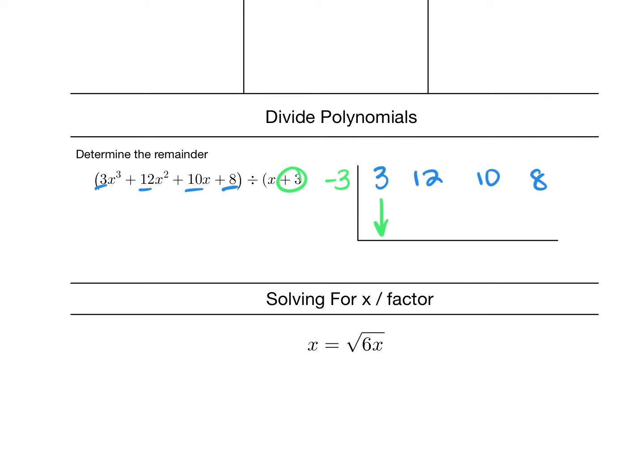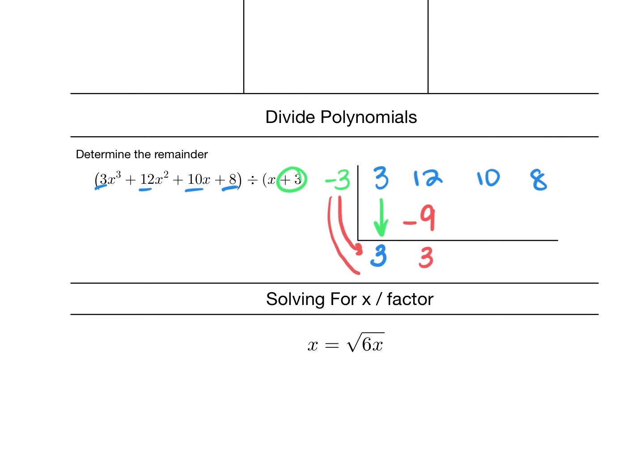Another thing that's also important is to bring down the 3. That's often a step missed. After that, we are just going to multiply the numbers on the outside. We got -3 times 3 is a -9. And then we just add down. So 12 plus -9, or 12 minus 9, equals 3.